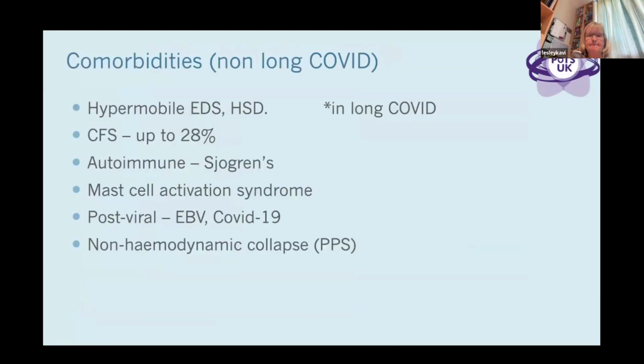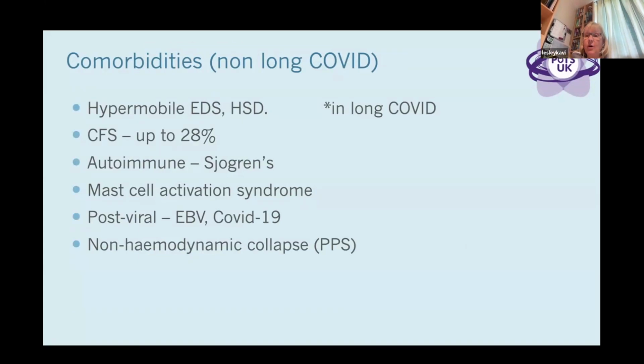There are a number of comorbidities that are associated with POTS, and I'm now talking about the POTS that we were seeing prior to COVID-19 infection. And the commonest comorbidity is the hypermobile form of Ehlers-Danlos syndrome and hypermobility spectrum disorder. And interestingly, there has been a report that this seems to be a little bit more common in long COVID patients. It's commonly found in ME CFS.